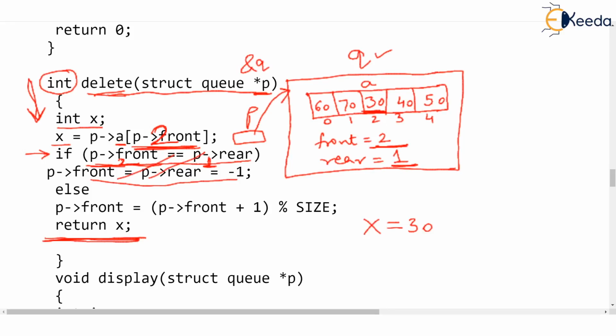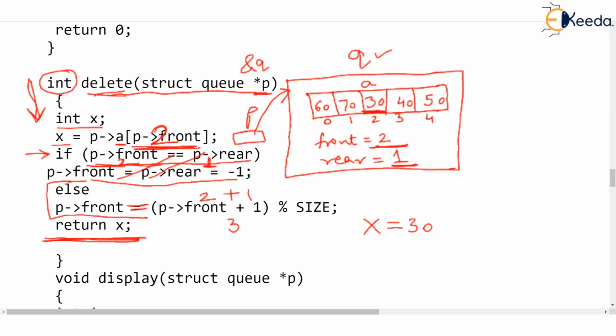So we land in else and execute this statement, which says p arrow front should become p arrow front plus 1 % size. Substituting the value of the front, right now it is 2, 2 plus 1.